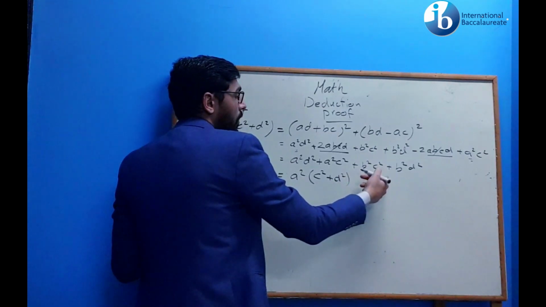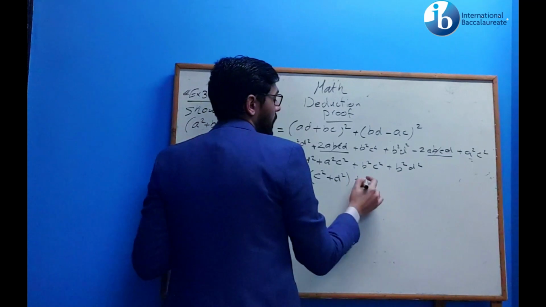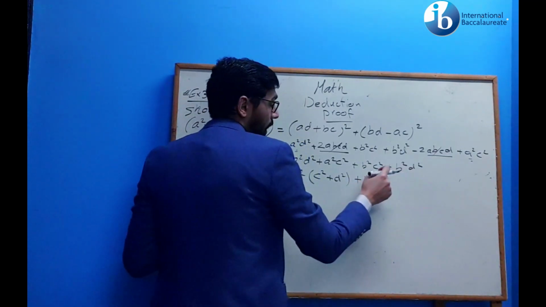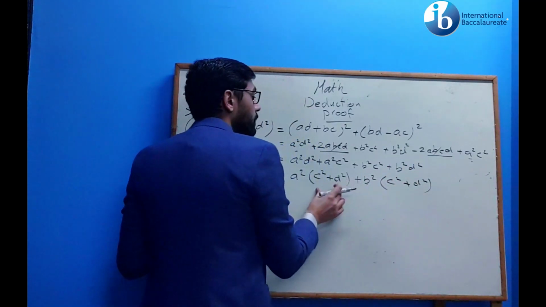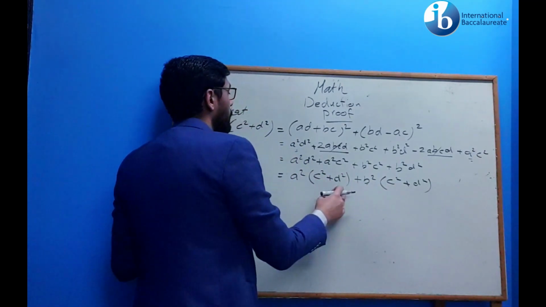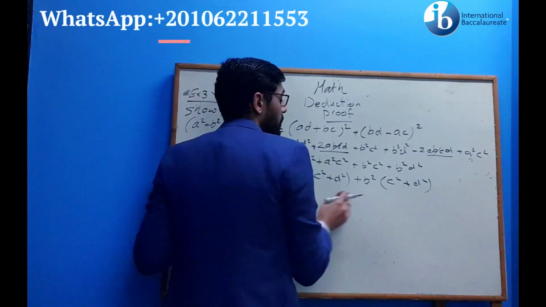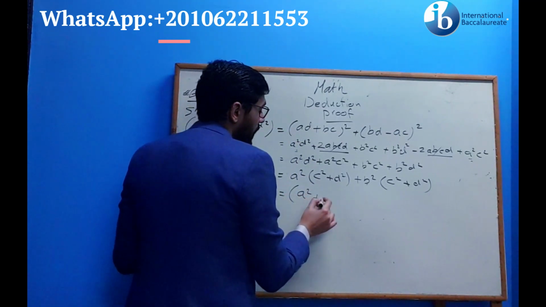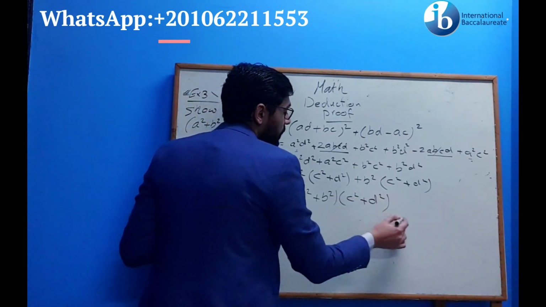What about this part? Same thing: we can take b squared as a common factor, then plus b squared, and we can write it as c squared plus d squared. I'm trying to take a common factor. That's why I'm trying to arrange c squared and d squared to become the same as in the previous scenario. Then I'll take c squared plus d squared as a common factor. Then it becomes (a squared plus b squared) times (c squared plus d squared).